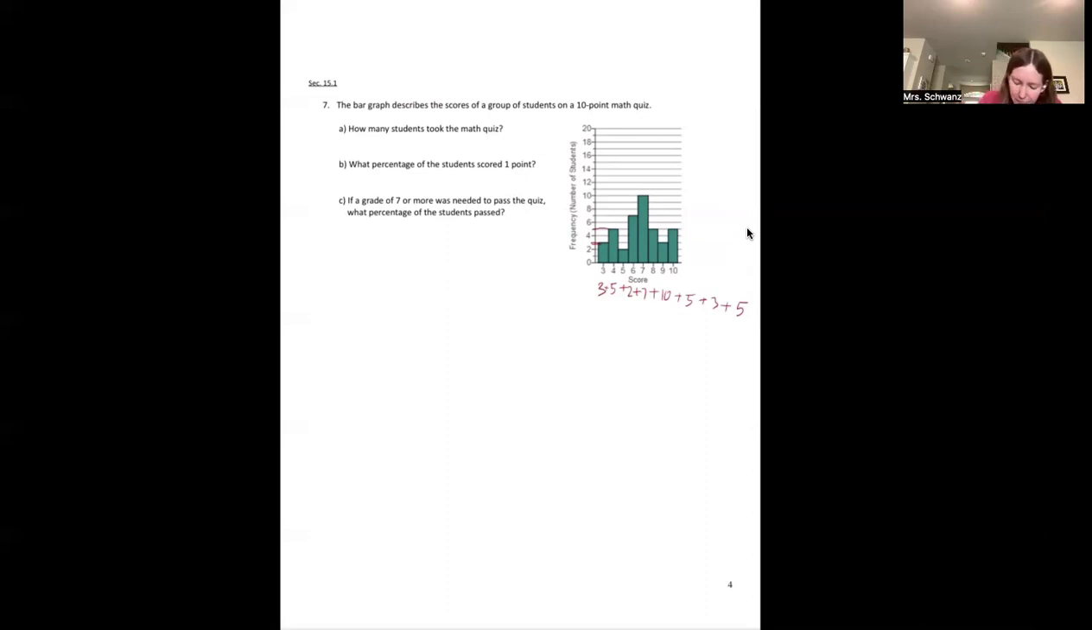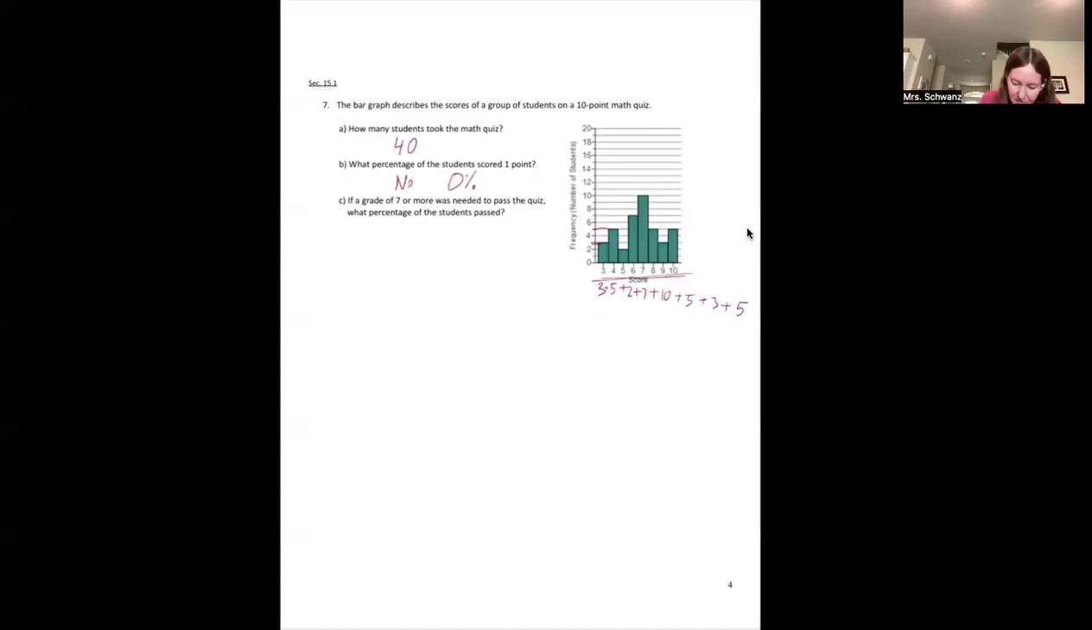Okay, so it looks like there's 40 people. When I add up all those numbers, I got 40. So there are 40 people who took this quiz. Then they ask what percentage of the students scored 1 point. But look at the scores along the bottom. I don't even see 1 point at all. So I don't think that anybody scored 1 point. So I'll say 0%.